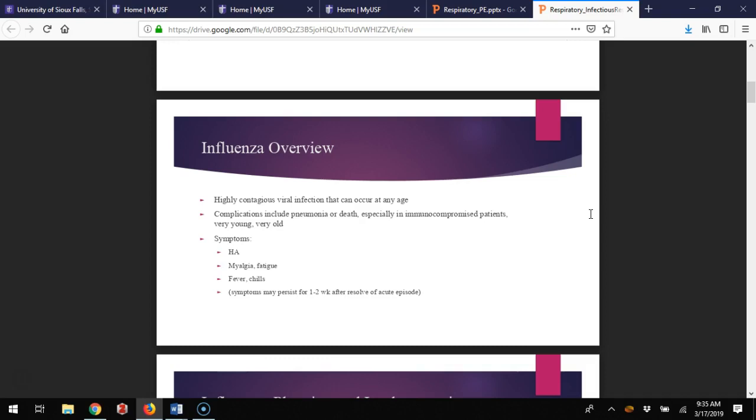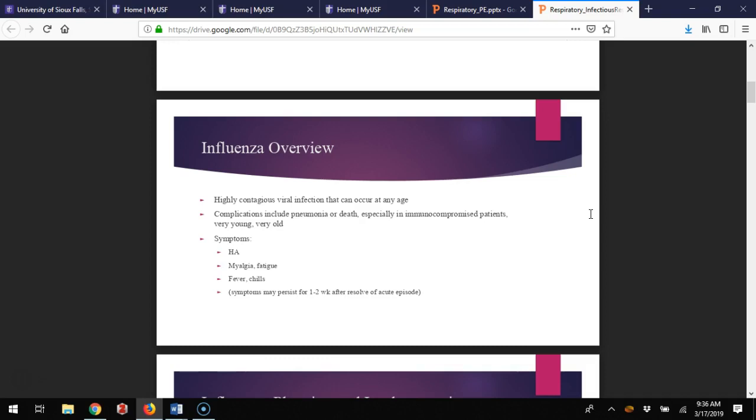So this highly contagious viral infection can occur at any age. We do see it in infants all the way up through the elderly. It's not really dependent on race or geographic area or anything like that, and it can go worldwide, and there's lots of different strains of this and lots of different types of this. So some of the major complications include pneumonia or death, especially in immunocompromised patients, or anybody very young or very old.